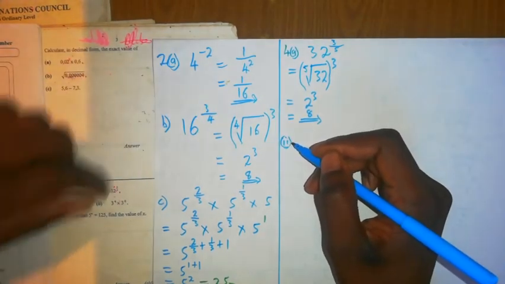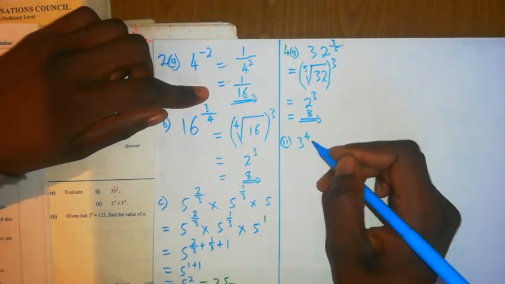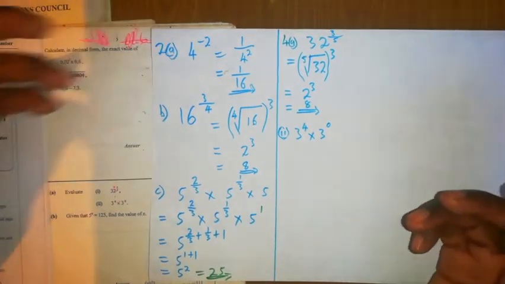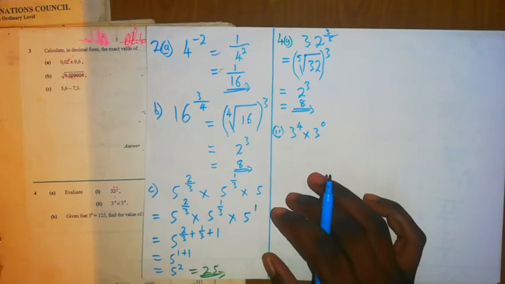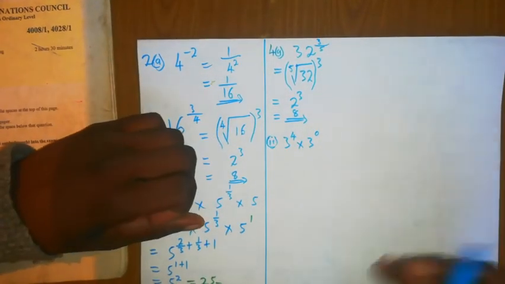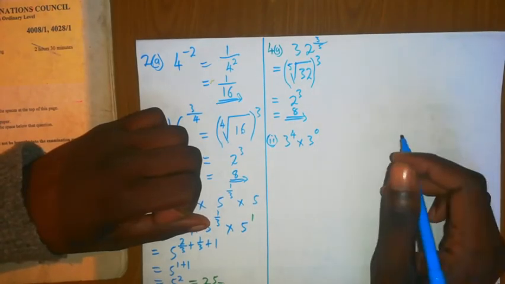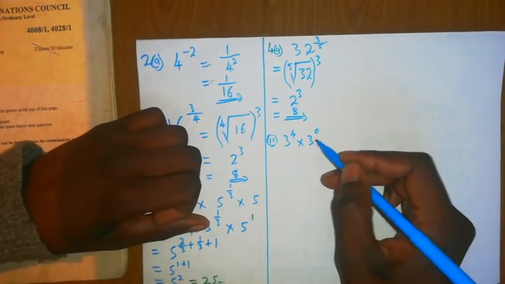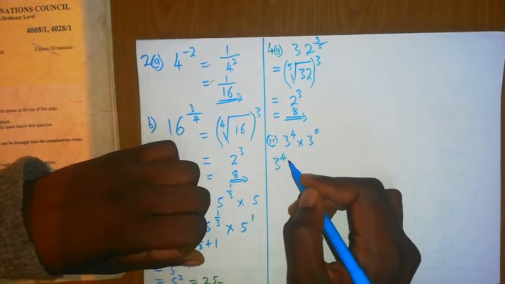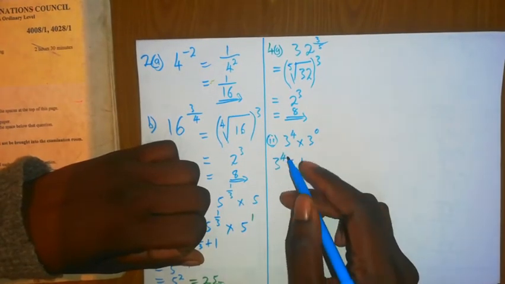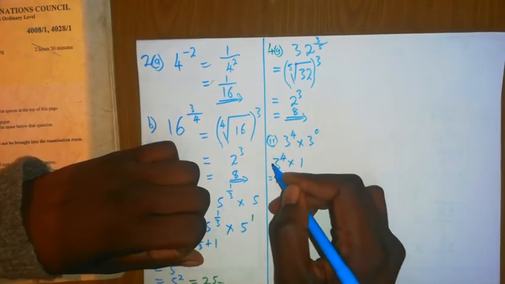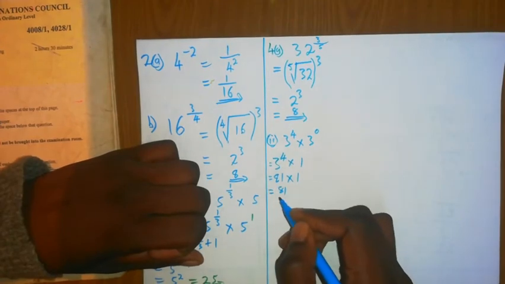Then I'll move on to item 2, which was saying 3 to the power 4 times 3 to the power 0. There are two methods of working that one. We can apply two distinct methods, but they can still lead us to the same answer. I'm going to apply both of the methods. Method number 1, anything raised to the power of 0 is equal to 1. So it's going to be 3 to the power 4 times 1. Then 3 to the power 4 is 81, times 1 is equal to 81.